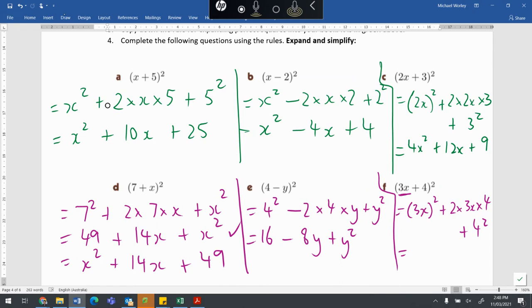Now (3x) all squared means 3 squared and x squared. We apply the squared to each part here. I'll write it out. 24x, 4 squared is 16. So 3 squared is 9, 9x squared plus 24x. Nice.